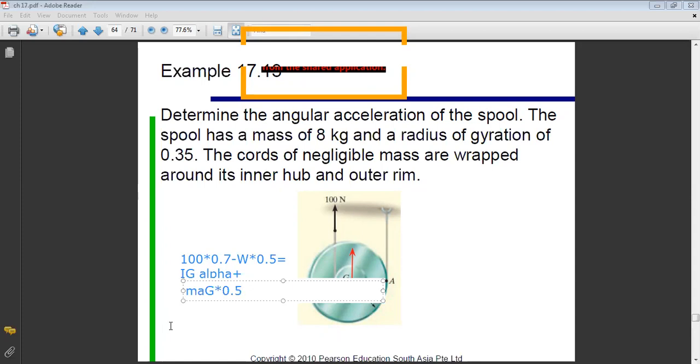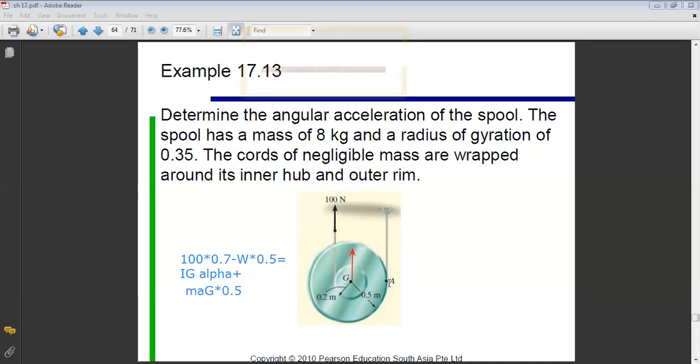Someone told me we can use the parallel axis theorem. Please pay attention here: I cannot write that the sum of moments about A equals IA alpha unless they tell me I have a homogeneous disk. Since they did not say that, in general motion you can only apply the sum of moments equal to inertia about the instantaneous center times alpha if it is a homogeneous disk. So to be on the safe side, always use the general relation: sum of moments about A equals IG alpha plus the moment of vector MAG about A.